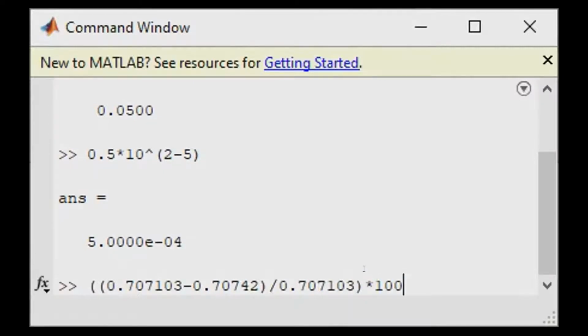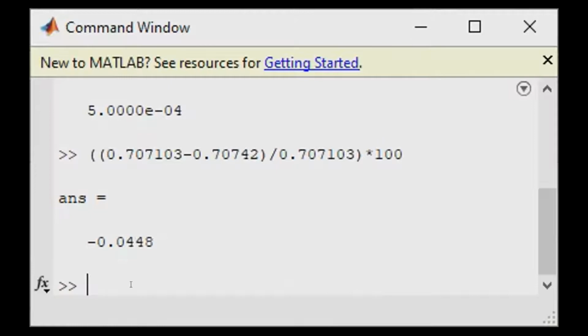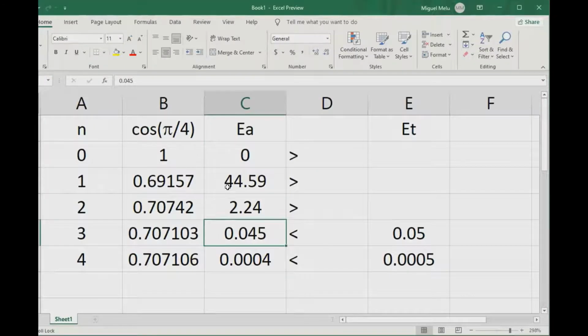Multiplied by 100. So we get 0.045. And that's what we get in the chart, where n is equal to 3, E sub A is equal to 0.045, and it is less than epsilon sub t, or the true percent error value, which is 0.05. So that is where the iteration stops.